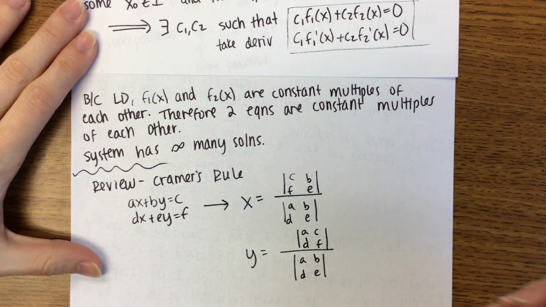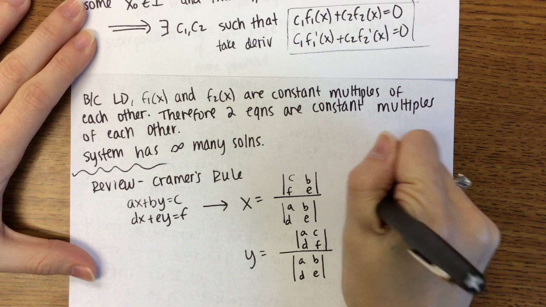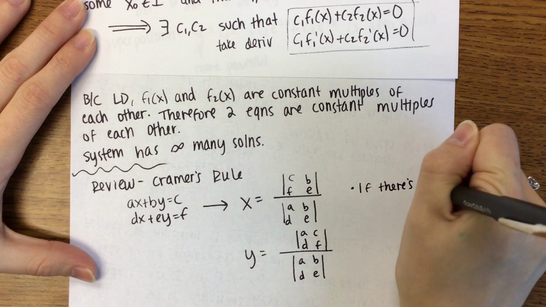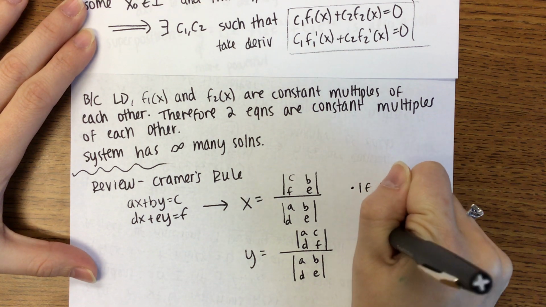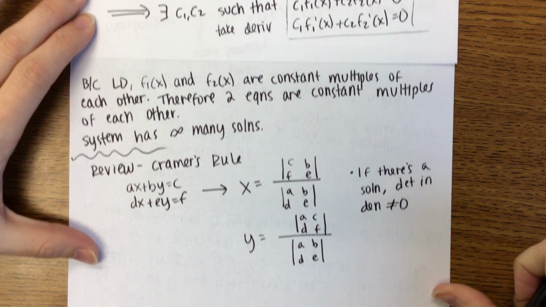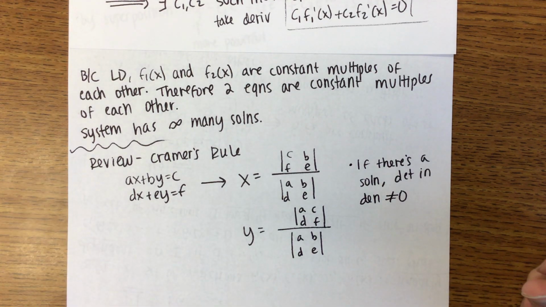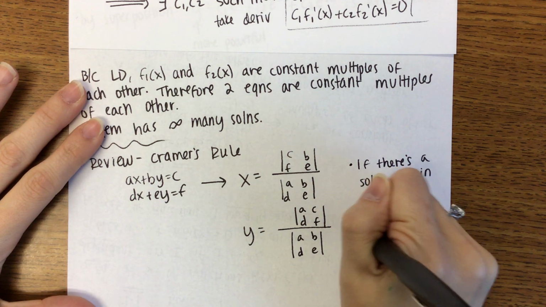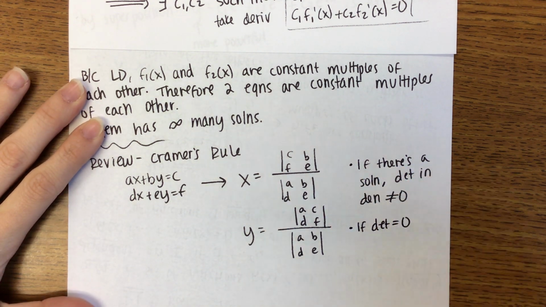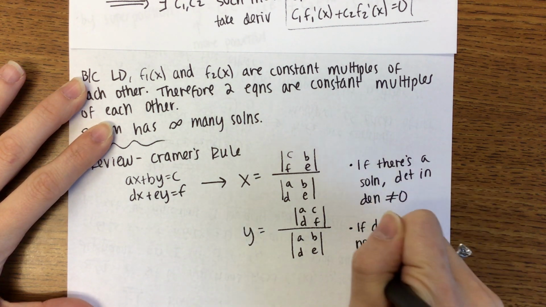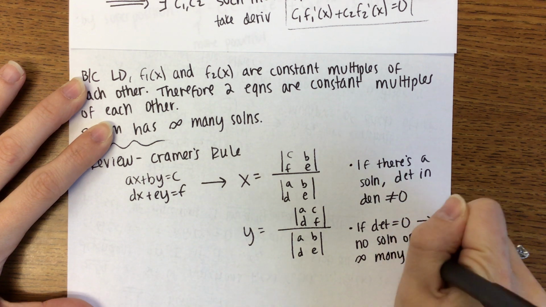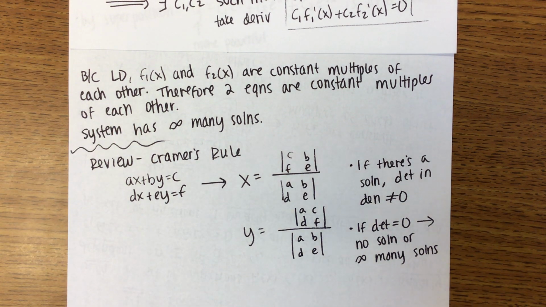Okay. Here's why this is important. If a solution exists, that tells us that the determinant in the denominator is not 0. If the determinant in the denominator does in fact equal 0, there is either no solution or infinitely many solutions. You have to solve some other way.